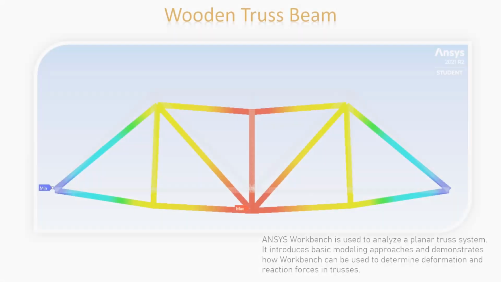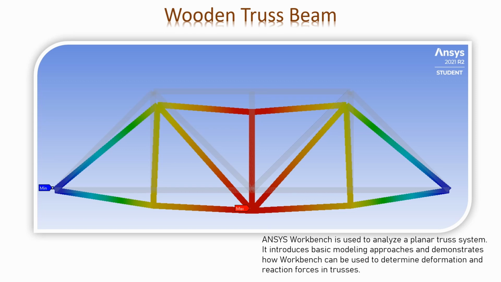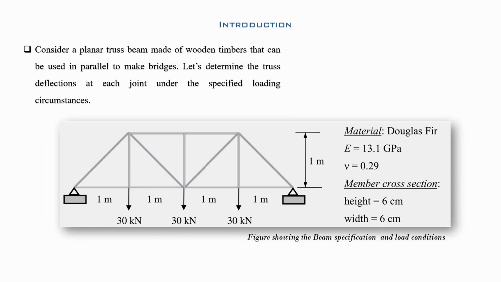Let's come into our examples again with another ANSYS Workbench tutorial where we're going to analyze the planar truss system. Here we have our truss system, and the figure shows the specification and the loading condition of what we are going to work with. Let's determine the truss deflections at each joint under the specific loading conditions. So let's jump over to ANSYS Workbench and get this done.